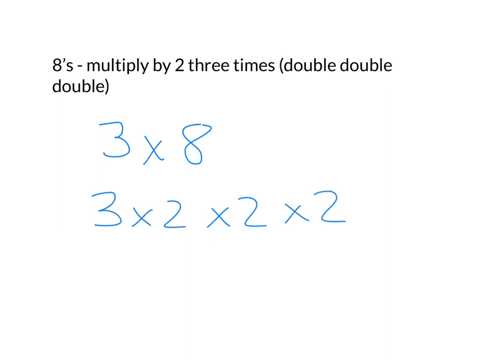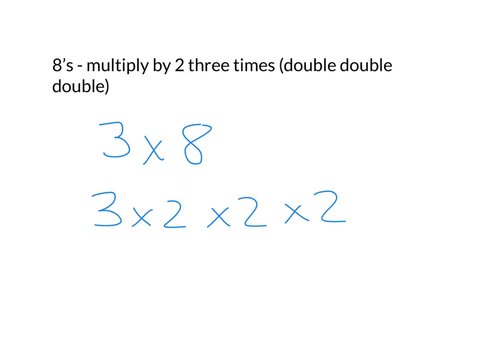Double, double, double. So if I want to do an equation like 3 times 8, obviously, I could do the 3 strategy, but we're practicing the 8s. So we're going to do 3 times 2 times 2 times 2. We're going to do 3 times 2, which is 6, 6 times 2, which is 12, and 12 times 2, which is 24.